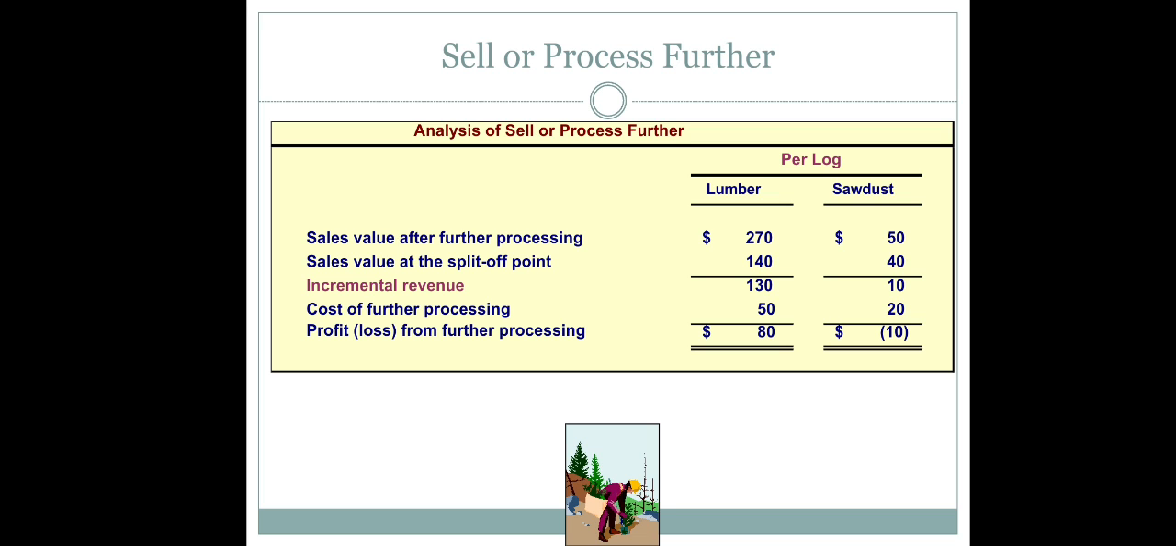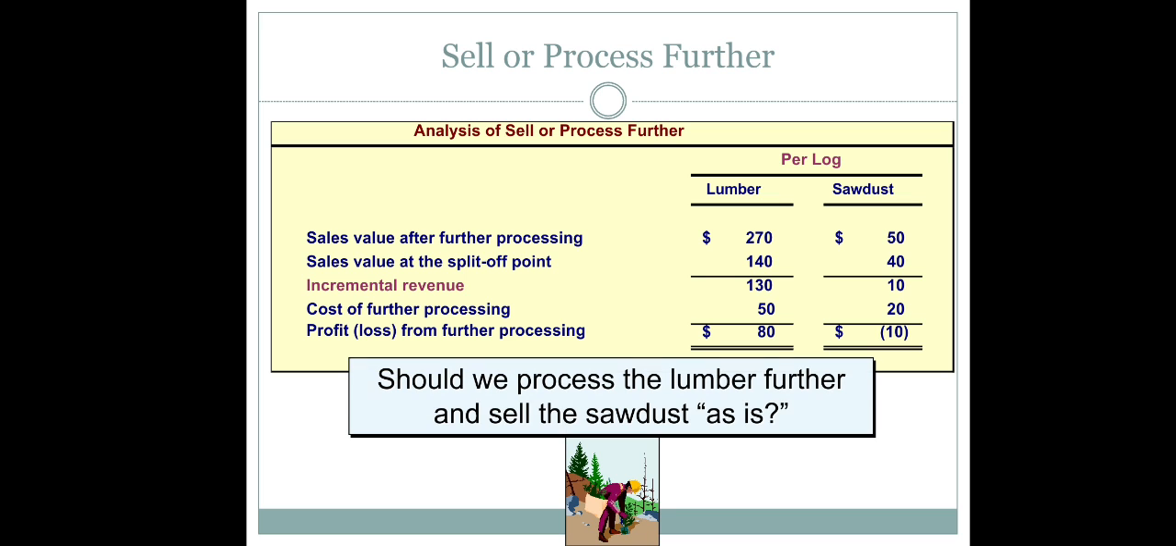So for the product sawdust, which one is better? Sell as is or process further? The answer is sell as is. Because if the business processes further, then the business will make a loss of $10. So now you know the answer. For lumber, it is a good idea to process further, and for sawdust, it is a good idea to sell as is.